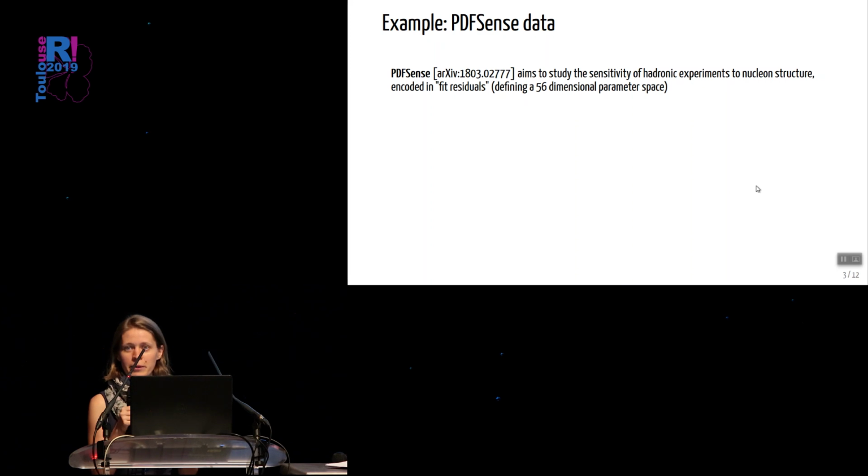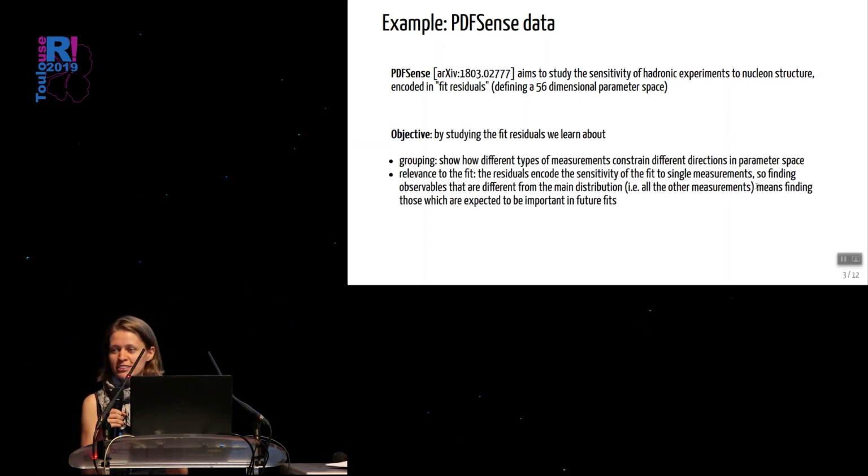And what ended up happening is that they defined what they call fit residuals in a high-dimensional parameter space, which is 56 dimensions characterizing the parameter space of the model. And then each entry, each observation, would be one experimental measurement for which we want to analyze the sensitivity. And so we have this data problem where we have a data set in high dimensions, and we want to understand things like grouping and outliers. The grouping in this case would tell us how different types of measurements constrain different directions in parameter space.